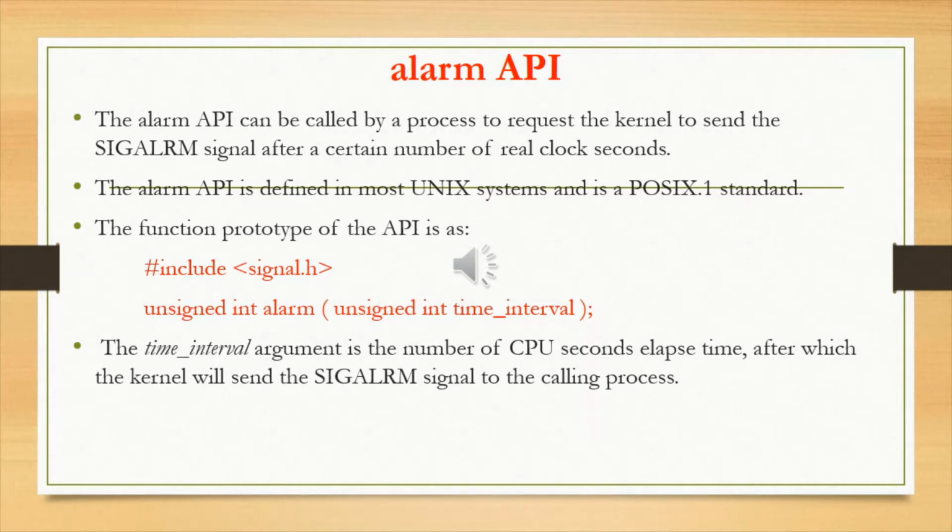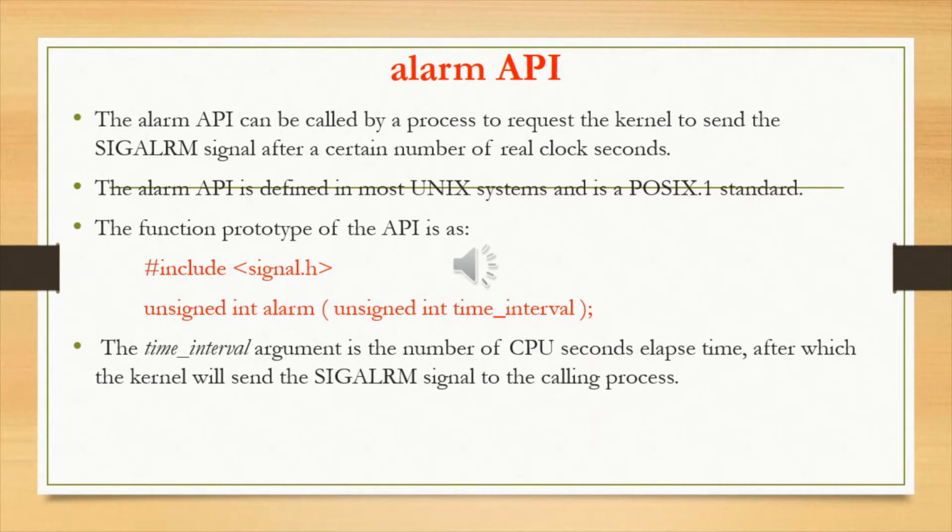The function prototype of the alarm API is included in the signal.h header file and it returns an unsigned integer value. Unsigned means only positive values; signed means positive and negative values. The unsigned int time interval is for a specific alarm function execution.